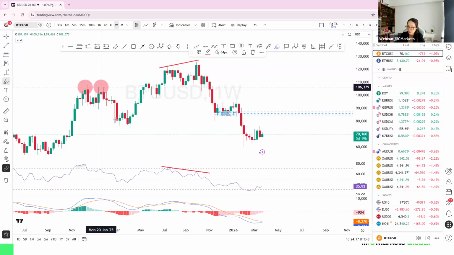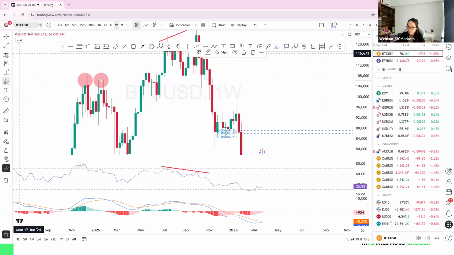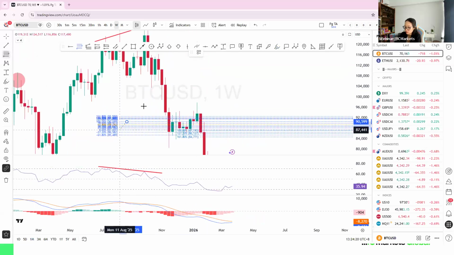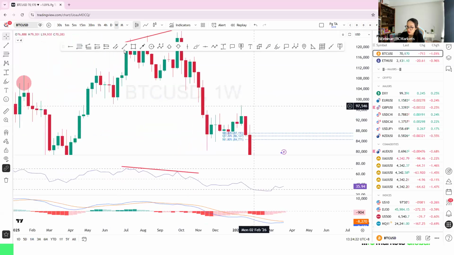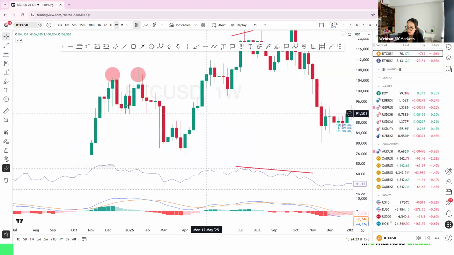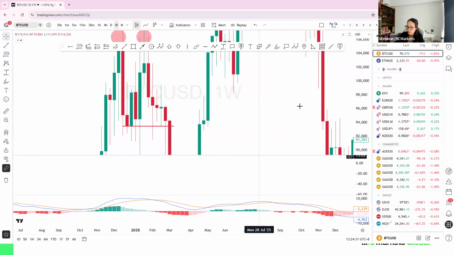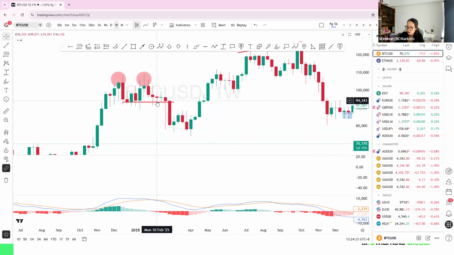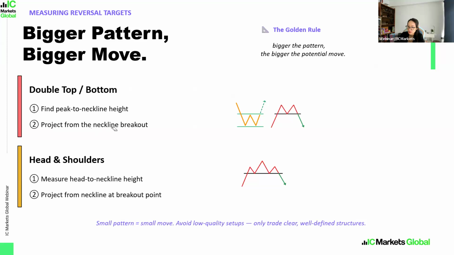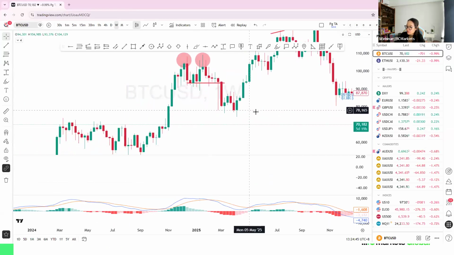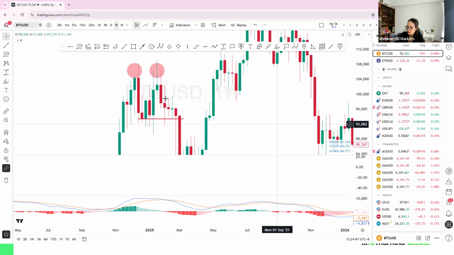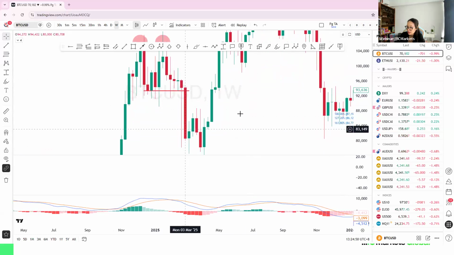This is a double top, right? Then after that, what do you see? You see the breakout of the neckline. This is the breakout of the neckline, which is here. And then what they say is that with a double top or double bottom, you project from the neckline breakout. You project from where? The neckline breakout here, usually.